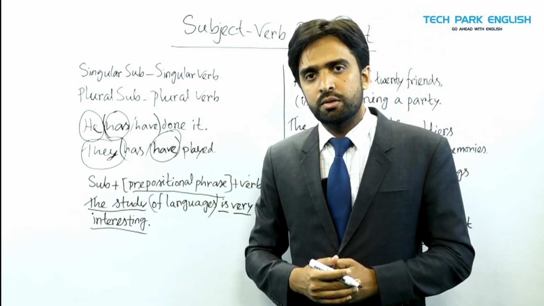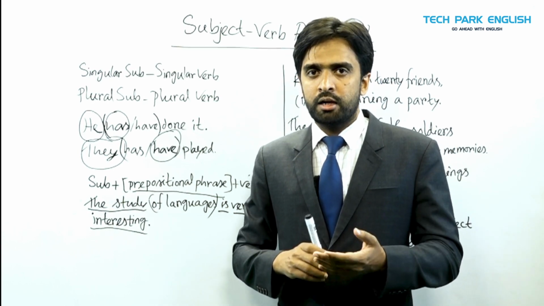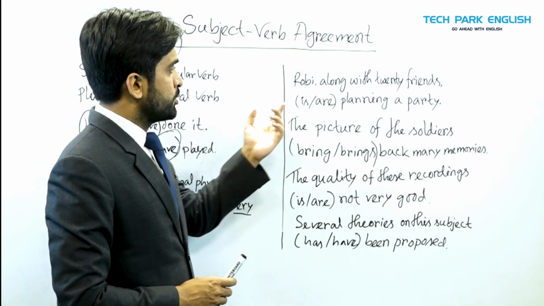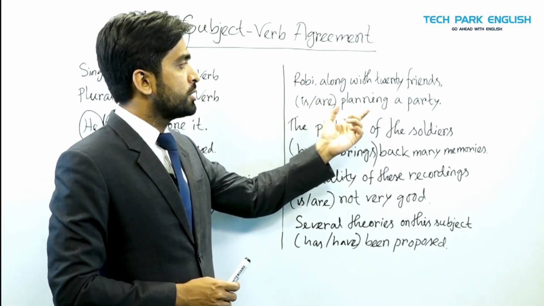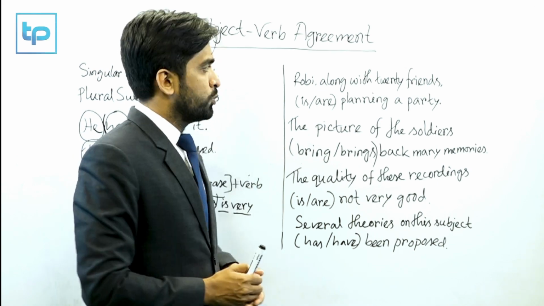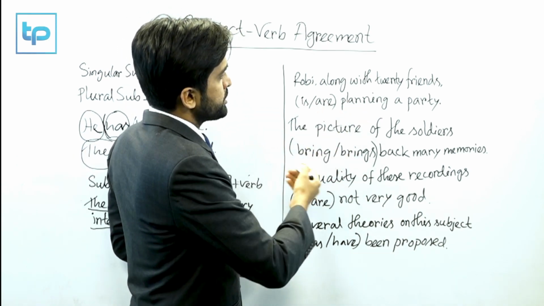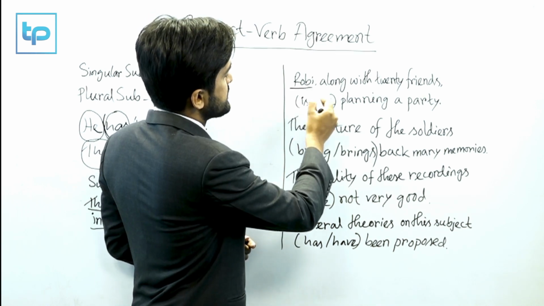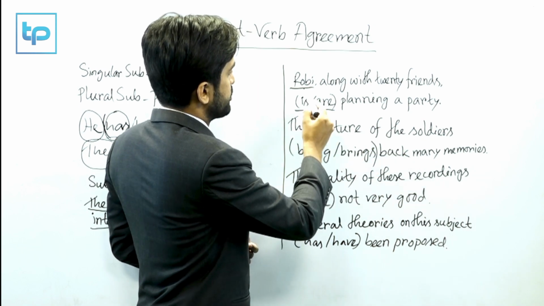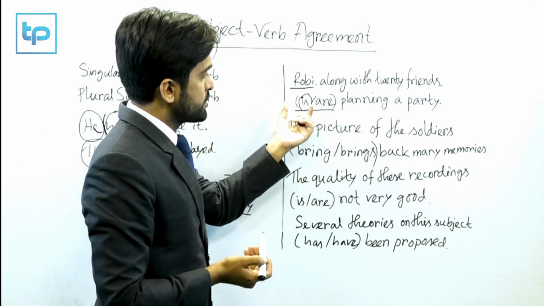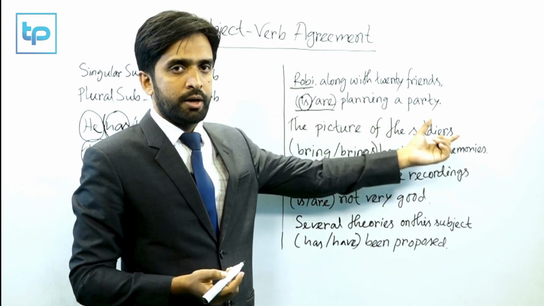Now, let's move on to see some exercises on how we can solve subject-verb agreement related problems. Here, we could say, Robbie along with 20 friends is or are planning a party. Now, which one is correct? We need to find out the original subject of the sentence. Here, Robbie is the subject. So, Robbie, dash, planning a party. We could say Robbie is. As Robbie is singular, so the verb has to be singular. We could say Robbie is planning a party.